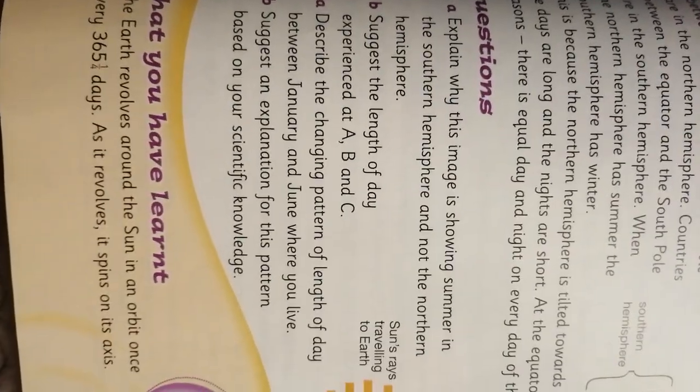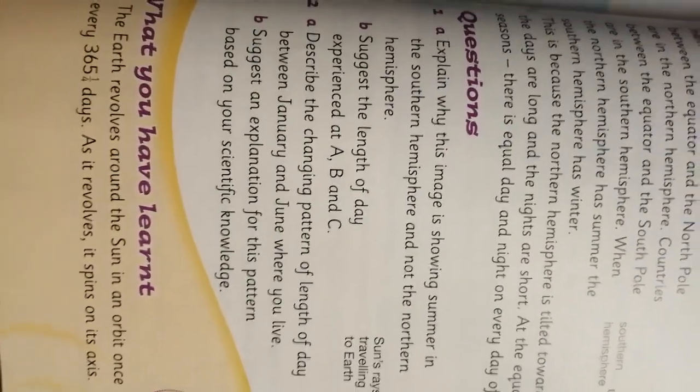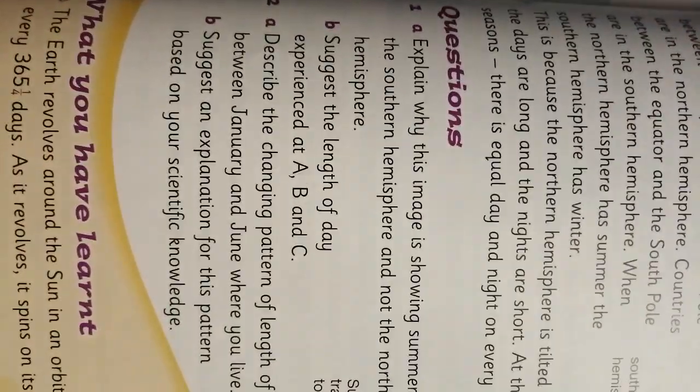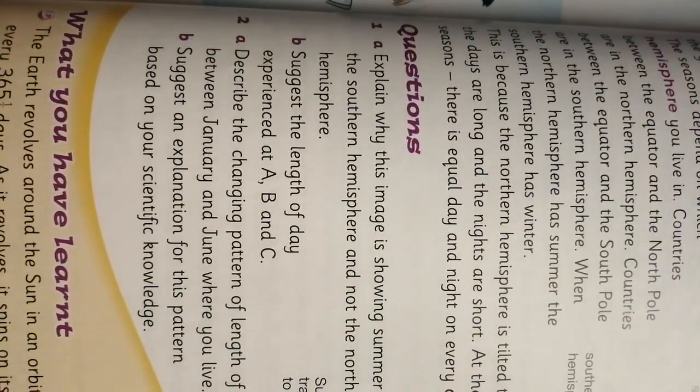Question A. Describe the changing pattern of length of day between January and June where you live. We live in Jordan. So in January, days are very short in winter, and in June, they get longer. Suggest an explanation for this pattern based on your knowledge. We said why, because the earth is tilted on its axis and it's revolving around the sun. So the change of the position of the earth around the sun here affects the amount of sun we get, and that affects the length of day.